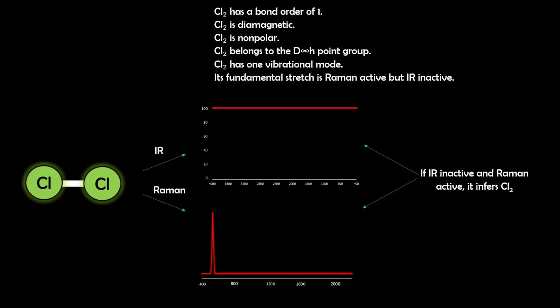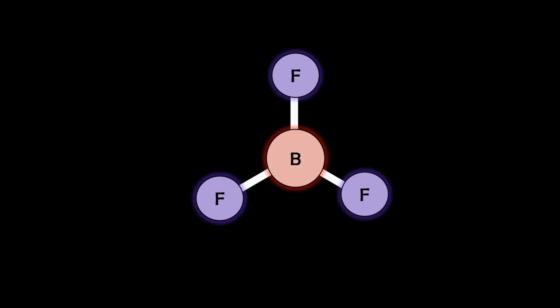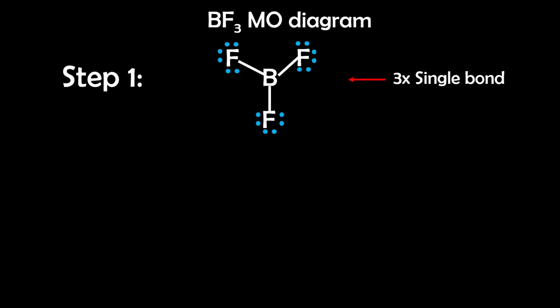Now let's do one more example, BF3. This is a useful example because it is still a simple molecule, but it is no longer linear. It is trigonal planar. Step 1, Lewis structure. BF3 has boron in the center bonded to 3 fluorine atoms. Boron has 3 valence electrons. Each fluorine has 7. The Lewis structure has 3 B-F single bonds with 3 lone pairs on each fluorine.